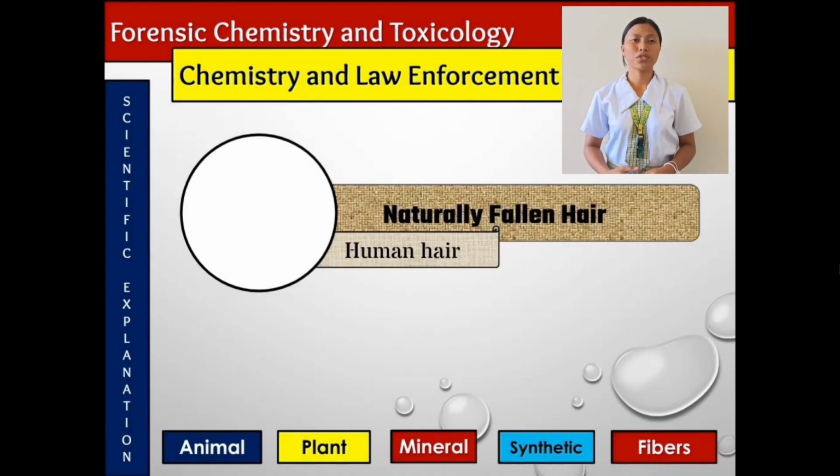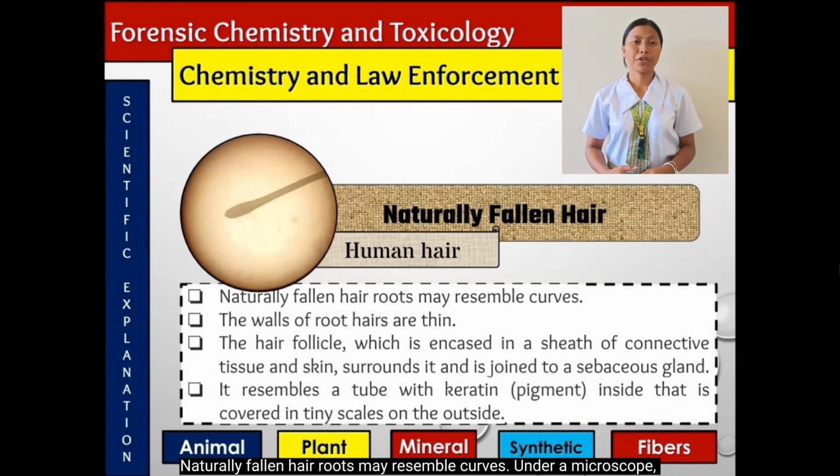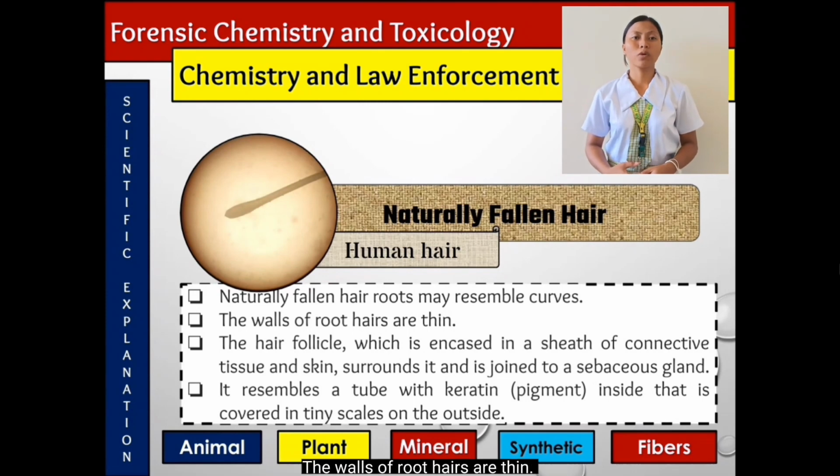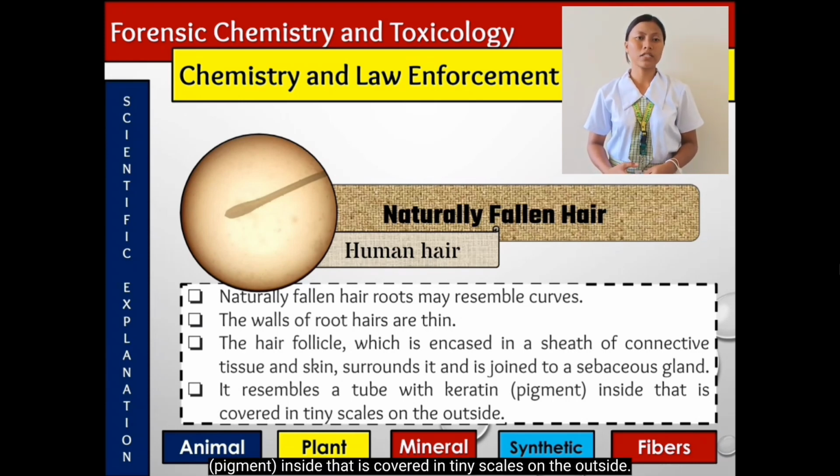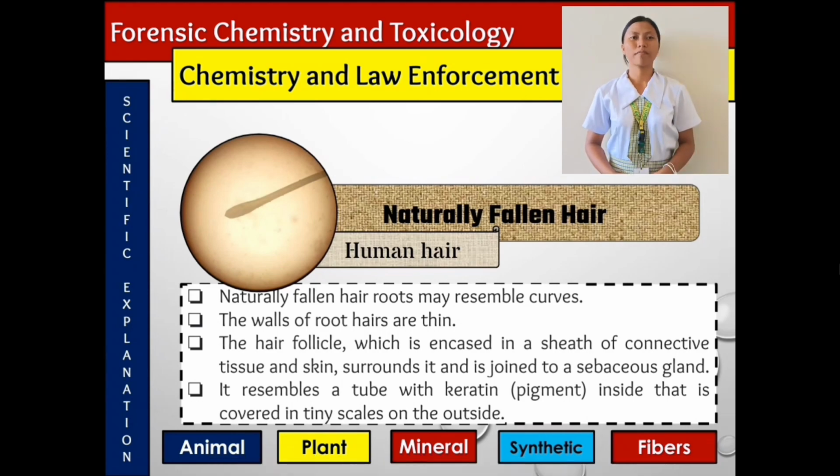Naturally fallen hair roots may resemble curves. Under a microscope, human root hair resembles animal fur. The walls of the root hairs are thin. The hair follicle, which is encased in a sheath of connective tissue and skin, surrounds it and is joined to a sebaceous gland. It resembles a tube with keratin inside that is covered in tiny scales on the outside.